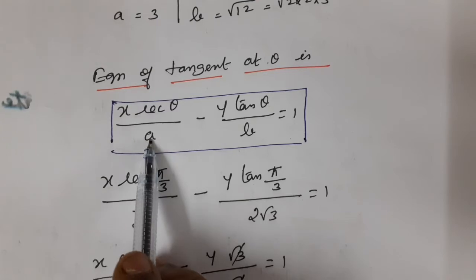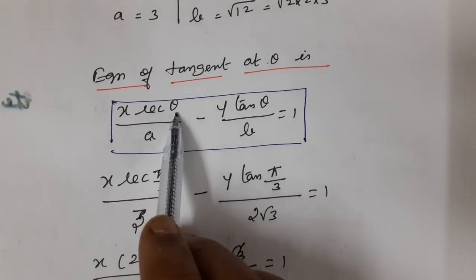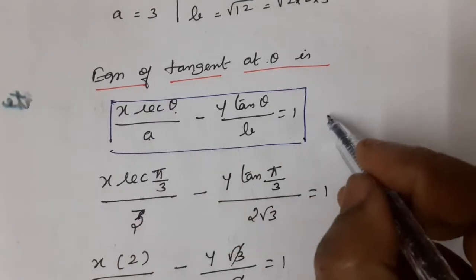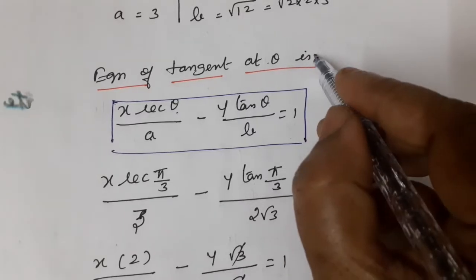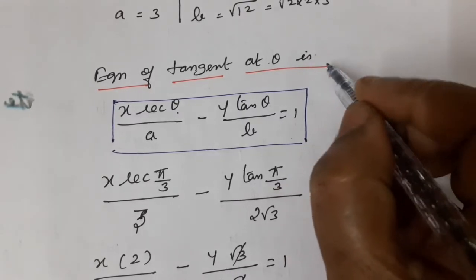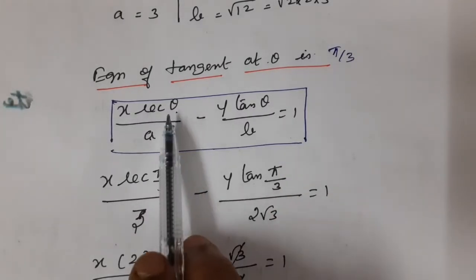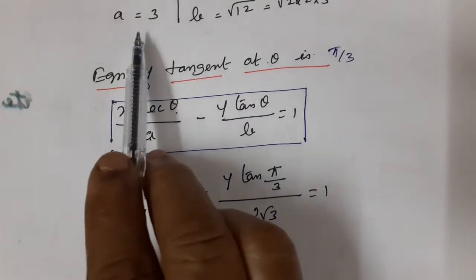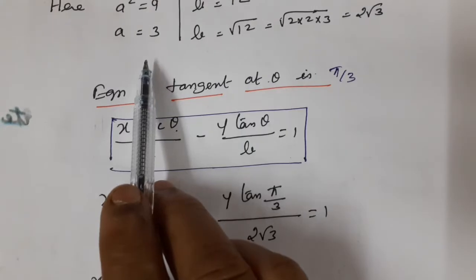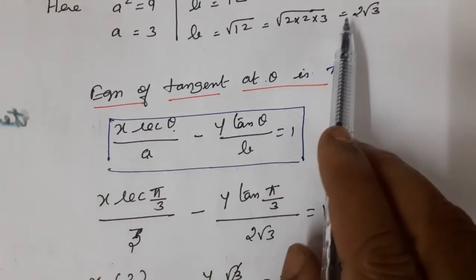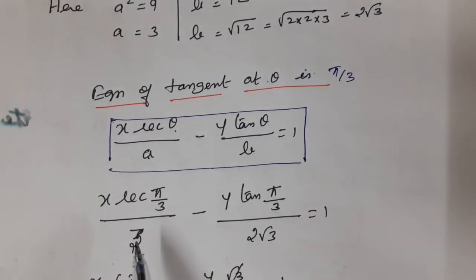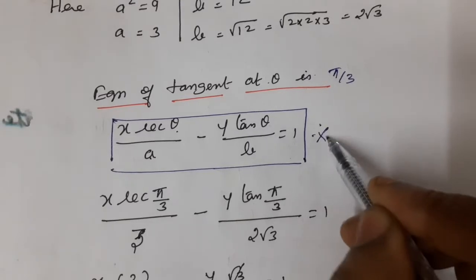We know the value for a, b as well as theta in the question itself here. What is given for theta? Theta is pi by 3. So substitute pi by 3 instead of theta, a equal to 3, b equal to 2 root 3. You substitute all the values into the equation. This is very, very important.